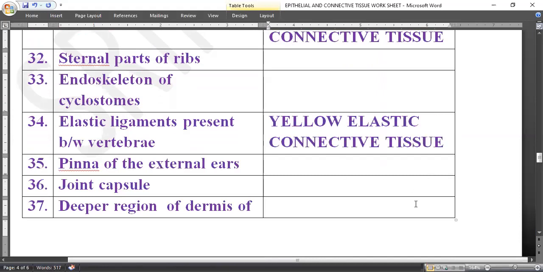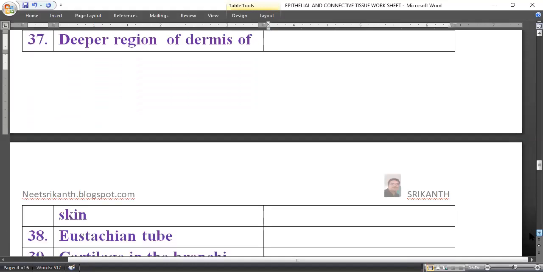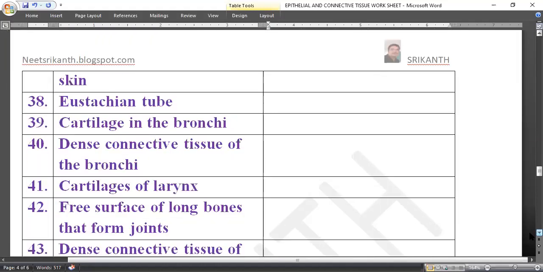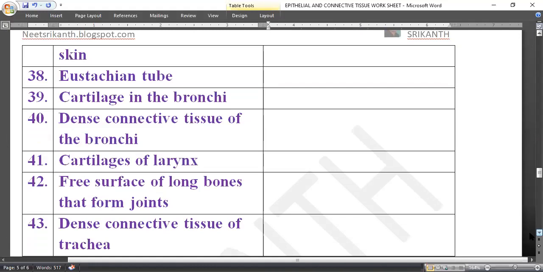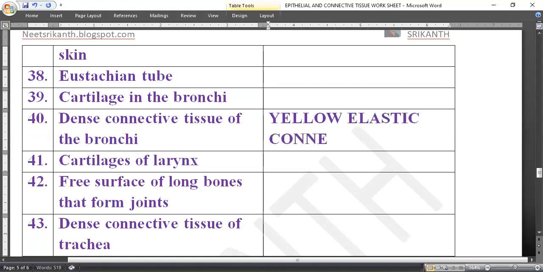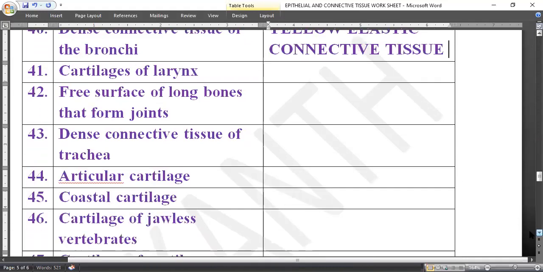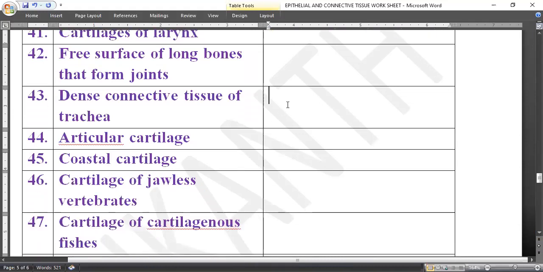Next, joint capsule, deeper region of dermis of the skin. Okay, then we'll continue with the remaining. Dense connective tissue of the bronchi: elastic connective tissue, yellow elastic connective tissue. When we complete the supporting tissue, the remaining will come for us. Okay, so dense connective tissue of trachea: elastic connective tissue, yellow elastic connective tissue.